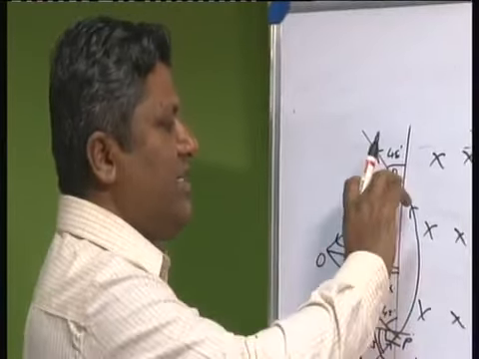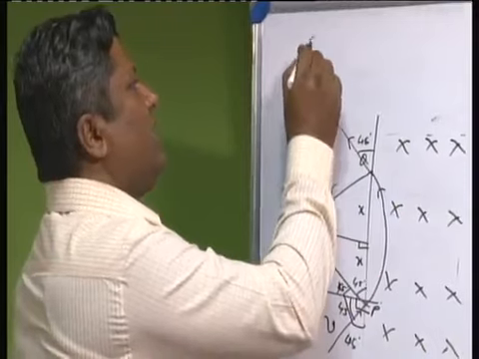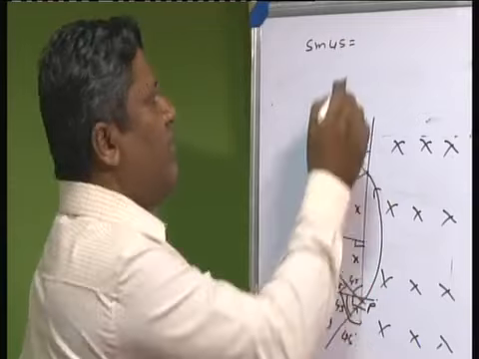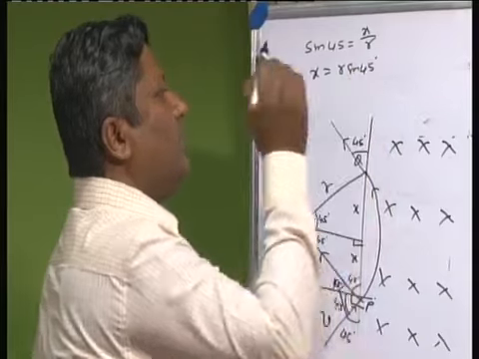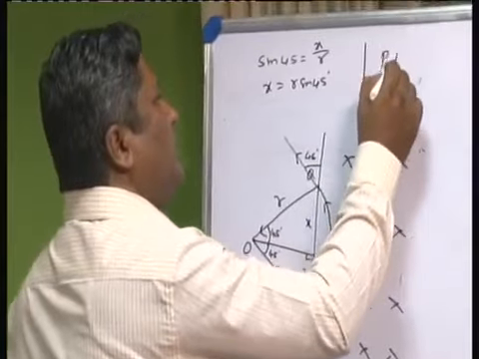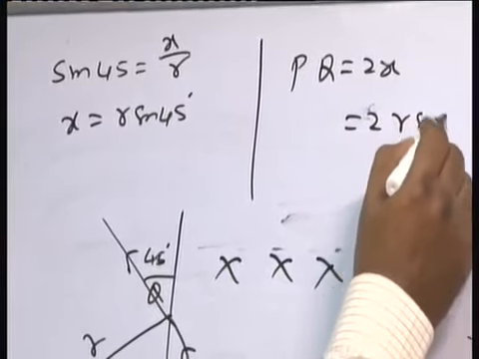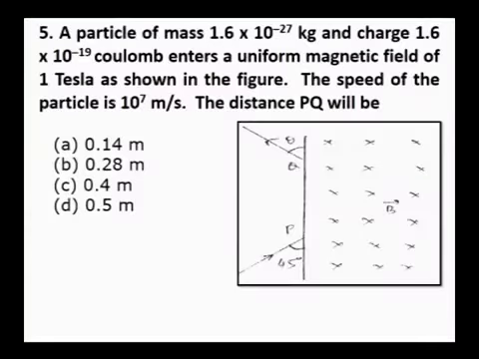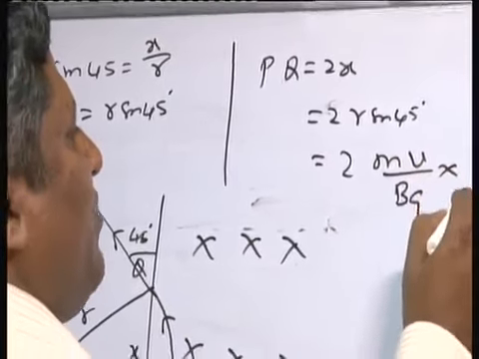If I take this distance as x, due to symmetry, this distance is also equal to x. So now I can write sin 45 equals opposite by hypotenuse, that is x divided by r. Therefore x equals r sin 45. This is x, but we have to find PQ. We know that PQ equals 2x. Therefore I can write this as 2r sin 45, and you know the expression for r. r is the radius of the circular path, that is mv divided by Bq, into sin 45, which is 1 by root 2.